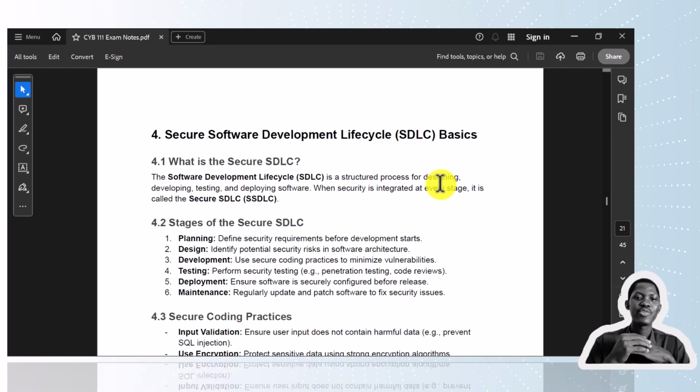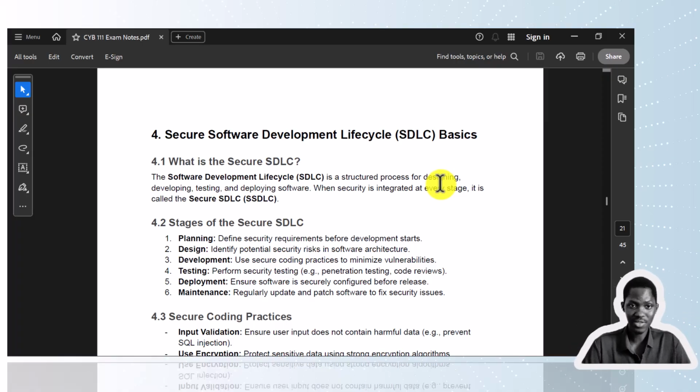You now identify potential security risks in your software design. You look at your software architecture and try to identify any flaw in that particular design in this stage. Now, you move to the development stage. Development is where the software is actually built, where you write the code. At this phase, the security I'm integrating is to use secure coding practices to minimize vulnerabilities.